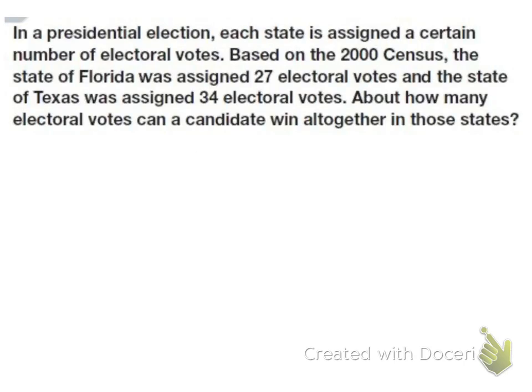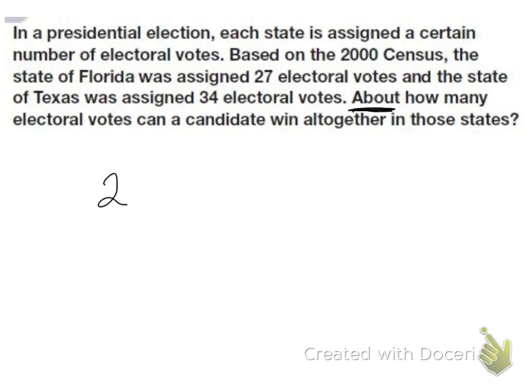What about this one? So this says in a presidential election, each state is assigned a certain number of electoral votes. Based on the 2000 census, the state of Florida was assigned 27 electoral votes, and the state of Texas was assigned 34 electoral votes. About how many electoral votes can a candidate win altogether in those states? Since it has the word about, that means we can estimate. So we're going to round each number to the nearest 10.